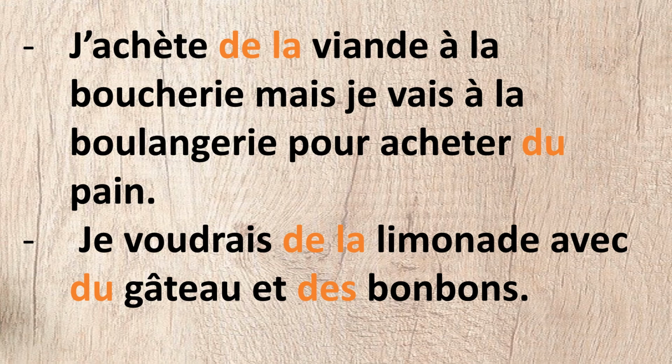Here's the answer. J'achète de la viande à la boucherie, mais je vais à la boulangerie pour acheter du pain. So we had de la viande because viande, which is meat, is feminine. But we have du because pain, which is bread, is masculine. Je voudrais de la limonade avec du gâteau et des bonbons. So here we had limonade, which is feminine, so we're going to have de la, but gâteau is masculine. So we're going to have du, and bonbon, which means sweets, is plural, so we're just going to go for the des.